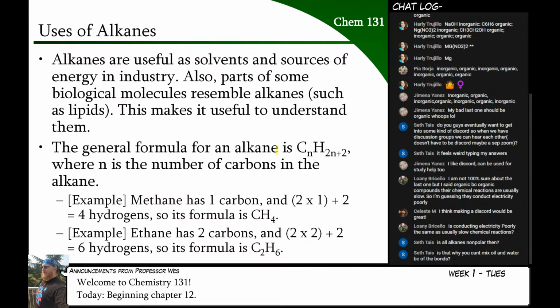How many of each atom are in an alkane? Here's the formula. Remember when I said that you don't have to use a calculator for this class? This might be the one exception. The formula for an alkane is CnH2n plus 2. n is the number of carbons. So you could pick any number you want, multiply that number by 2, and then add 2. And that's the number of hydrogens in an alkane.